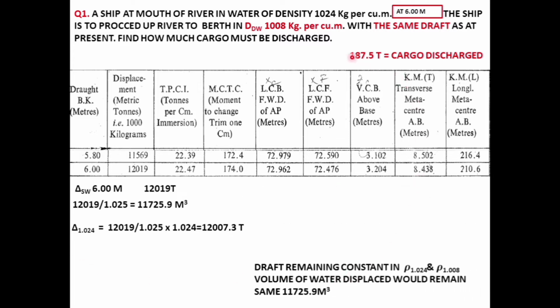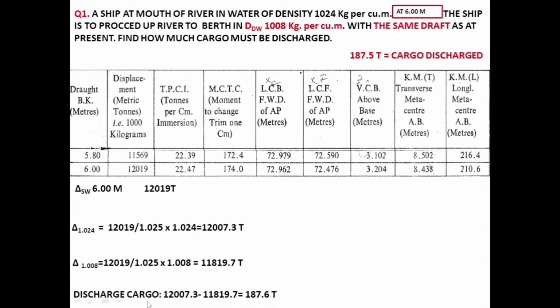Now it remains the same in 1.008 here. So the underwater volume is still the same for 6 meters, and the displacement would be multiplied by the relative density here. And the cargo discharge is the displacement here minus this, and that is what we had obtained here. Of course, it's not the case here. I've just made up this question.